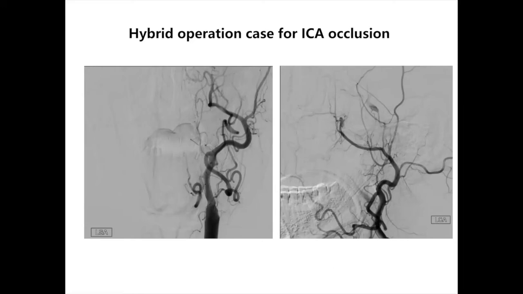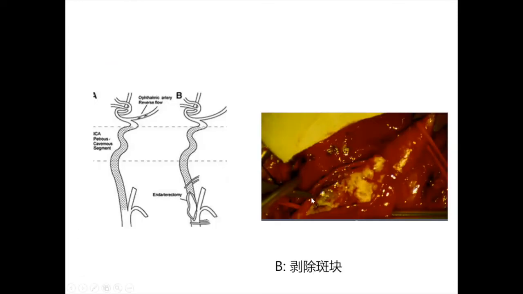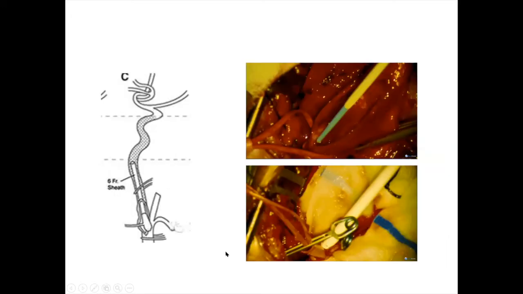Next one, I will talk a little bit about the ICA occlusion. As we know, either CEA or CAS, either the endarterectomy surgery or the stent, can be used to treat carotid stenosis. But if there's carotid artery occlusion, we cannot do it just by a surgery or just by a stent. So we can do both to treat them. At first, we do the CEA to remove the plaque, and then followed by the stent to make the occluded artery reopen.